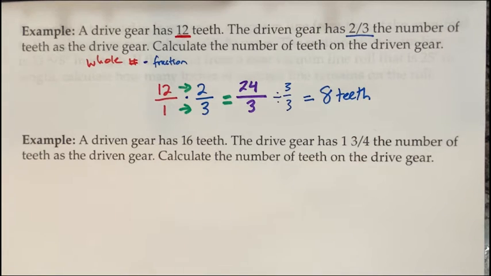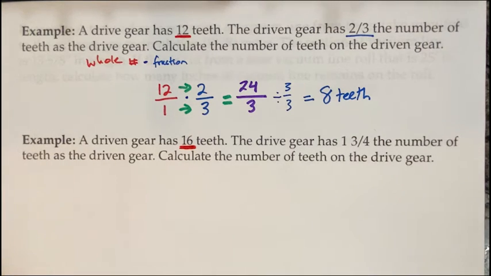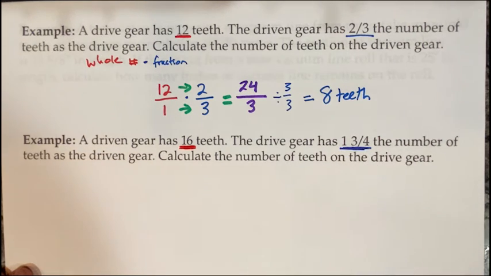Okay, so let's look at another example using the exact same math. We've got a driven gear with 16 teeth, and the drive gear has 1 3/4 the number of teeth as the driven gear. So we're going to calculate the number of teeth on a drive gear. Okay, so this is going to be pretty much the same process. There's just going to be a little bit of extra step.